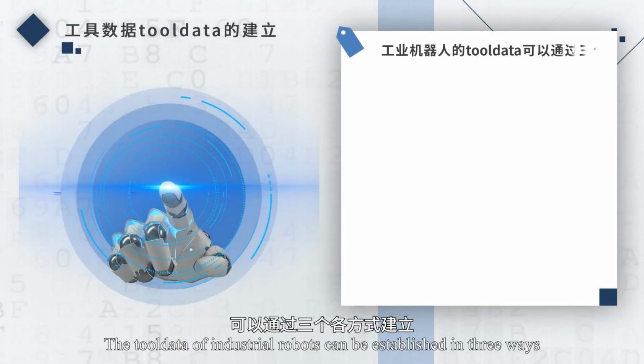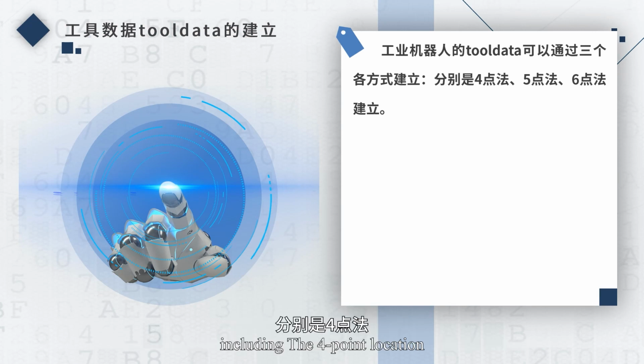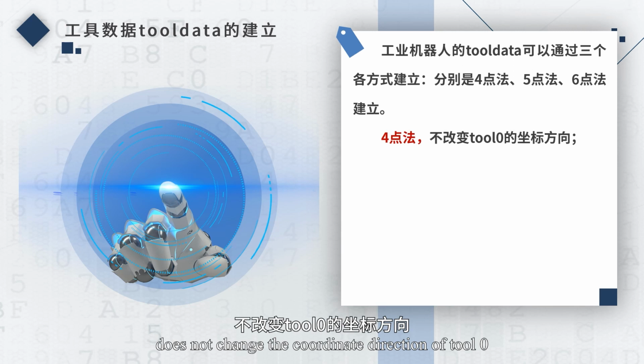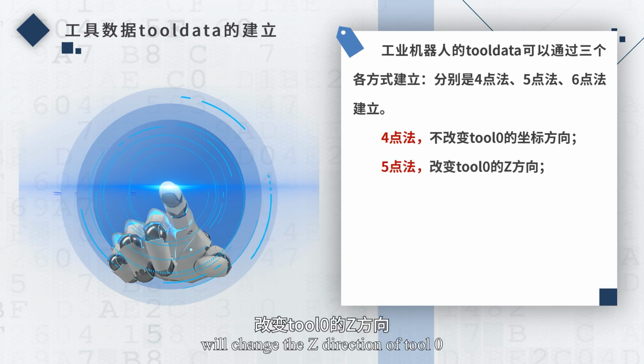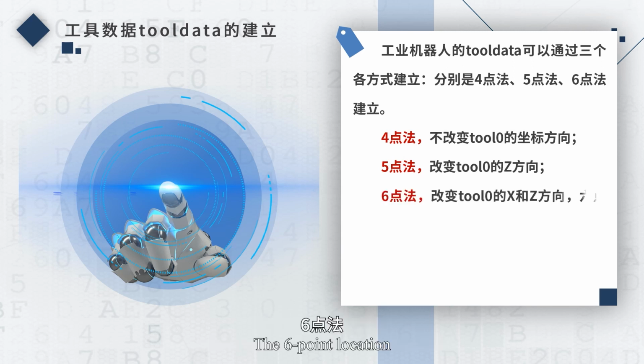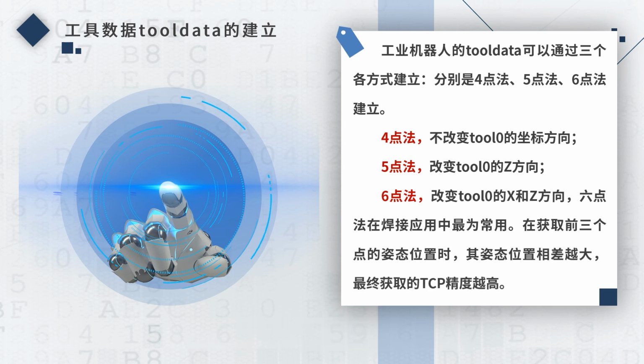The tool data of industrial robots can be established in 3 ways, including the 4-point location, the 5-point location, and the 6-point location. The 4-point location does not change the coordinate direction of tool 0. The 5-point location will change the z direction of tool 0. The 6-point location will change the x and z directions of tool 0. The last one is common in welding applications.